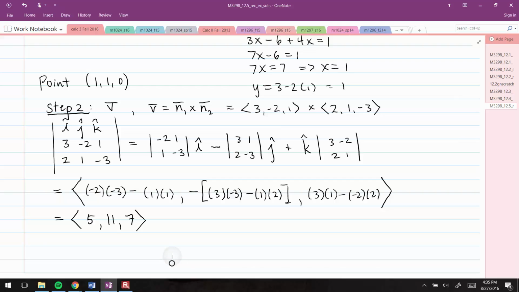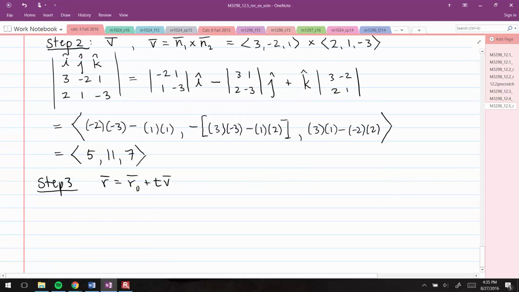So now finally we are on to the last step, which I'll call step 3. Going back to the equation of a line, we just need to plug our stuff into that and write it in parametric form. So r is x, y, z, written out in components, and then r sub naught was the point, which we're writing out as a vector, 1, 1, 0, and then plus, we have the parameter t, and our directional vector v is 5, 11, 7 that we just found, and finally now we can write this out.